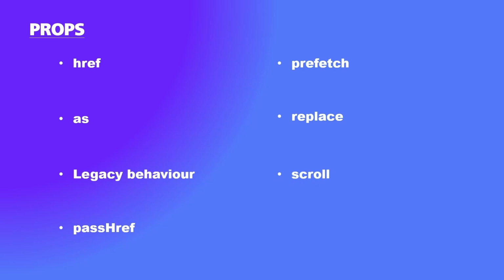Next, by default the page will be scrolled when we navigate to the destination. To disable this, we can use scroll false. Shallow. By default, it is false. If we want shallow, we have to mention true. The advantage of using shallow is that it will not refresh the page. It will change the URL only.